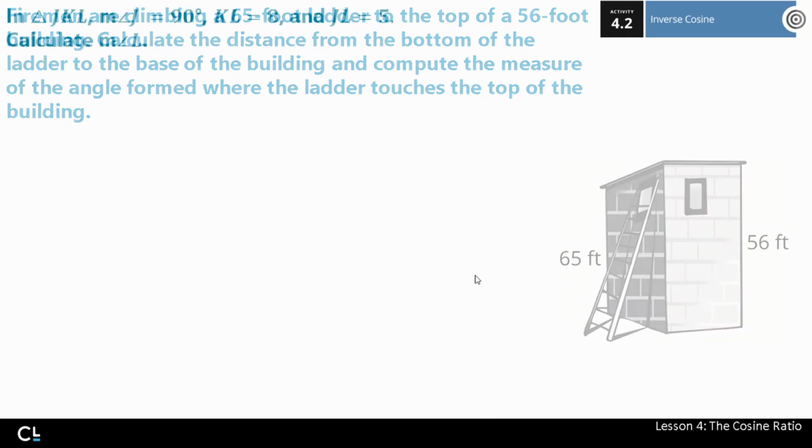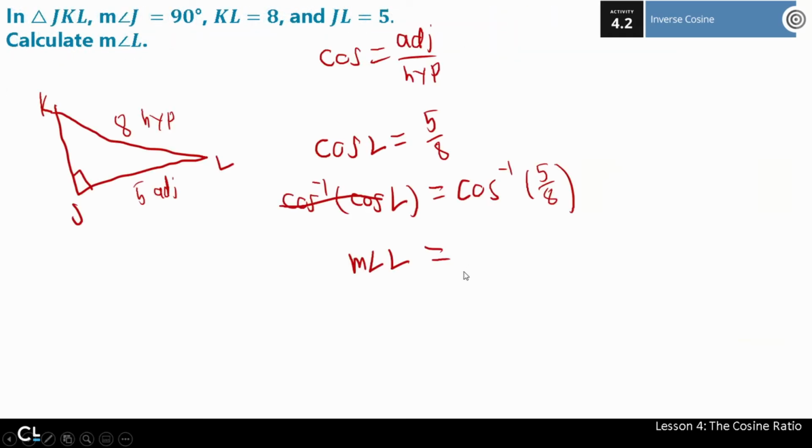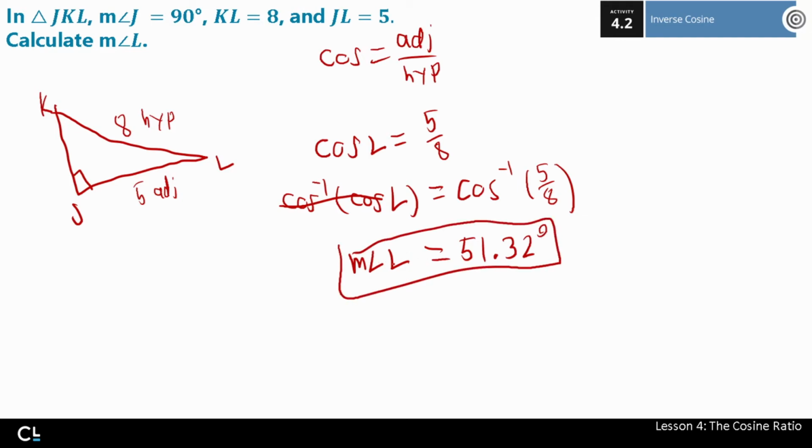whoa, whoops, sorry about that. Spoiler alert. Going to give me 51.32 degrees. Let's round it. Awesome. So here we go. Once again, we did another cosine inverse.